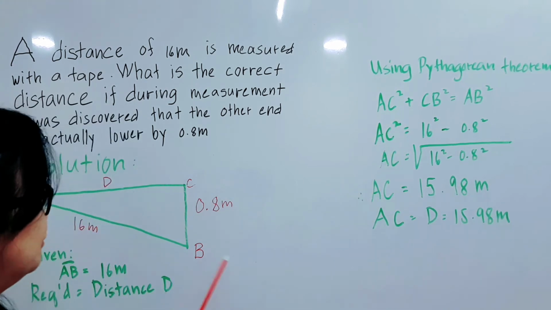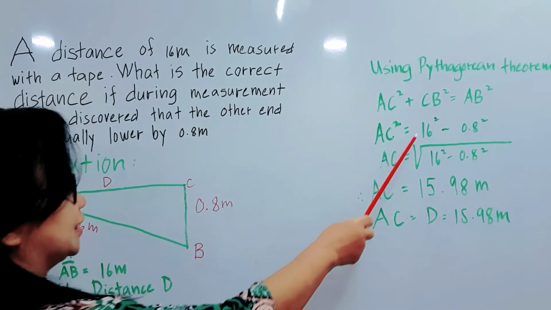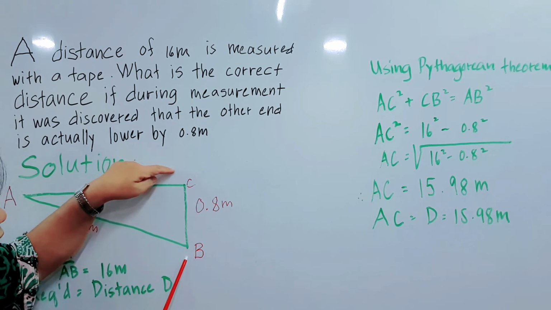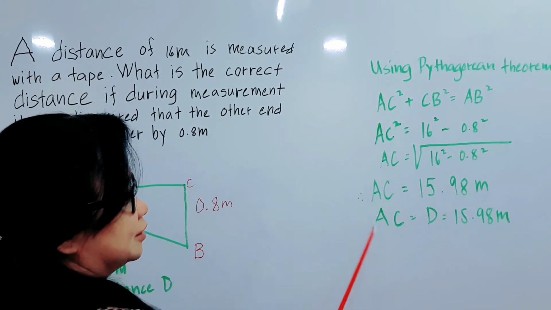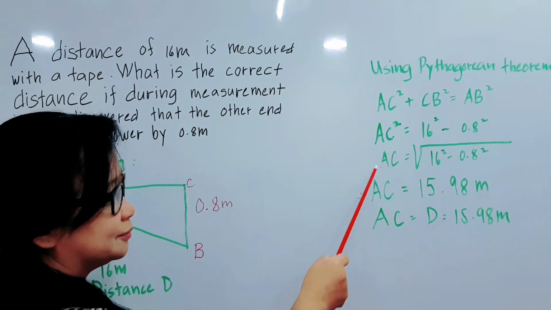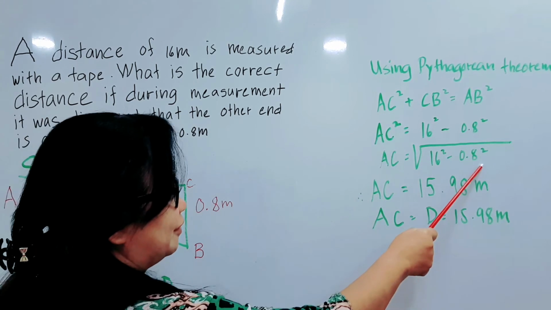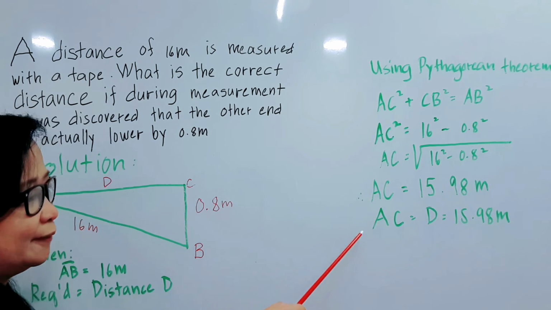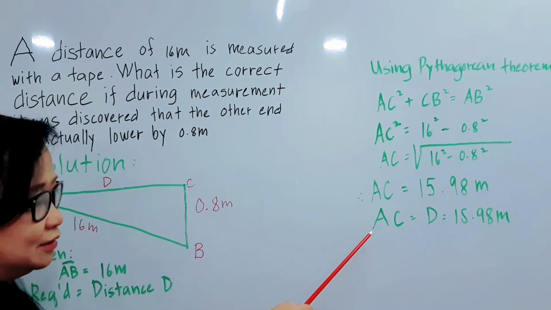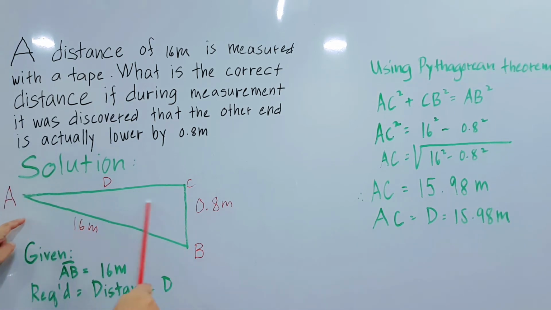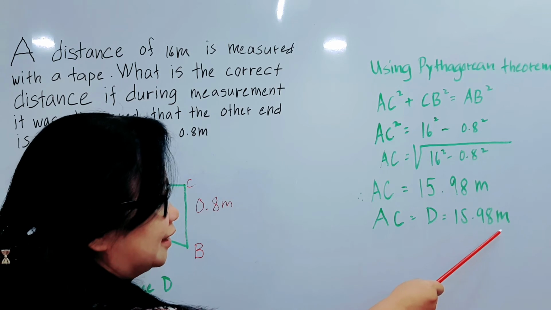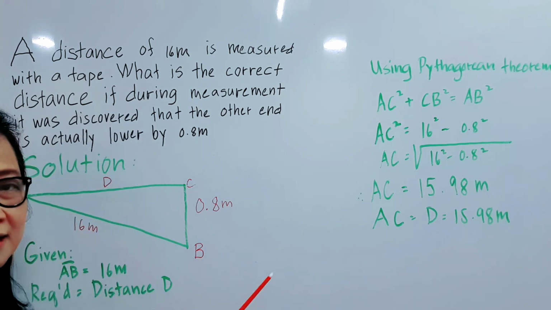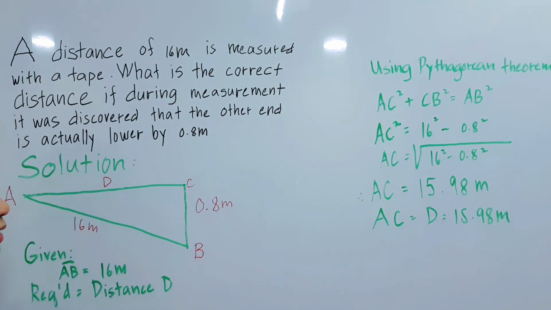Substituting the value of AB, which is 16, and CB, which is 0.8 meter, solving this problem, the value will result to AC, which is the correct distance, is equal to 15.98 meter. Madali lang, di ba? Ang bilis.